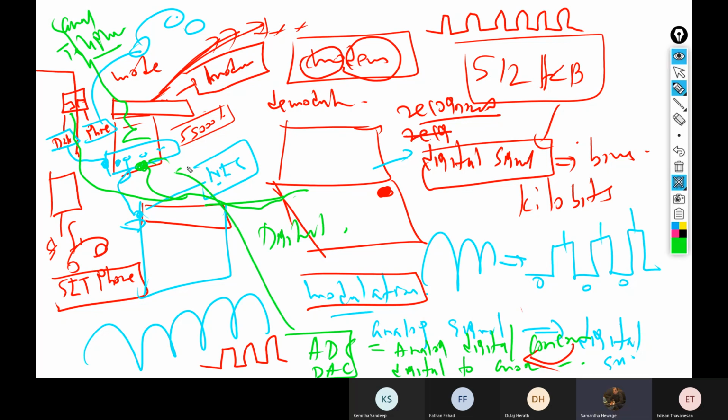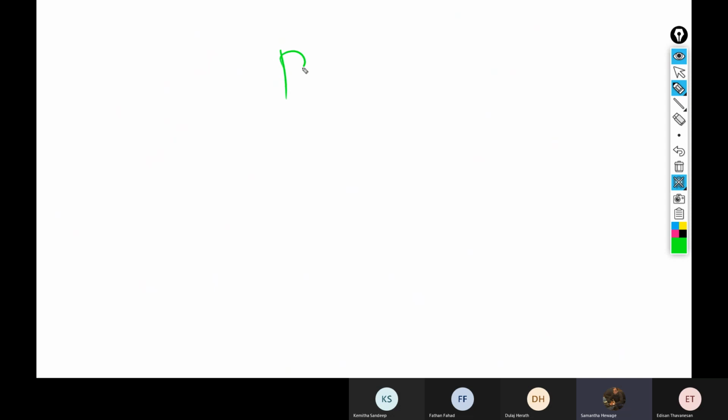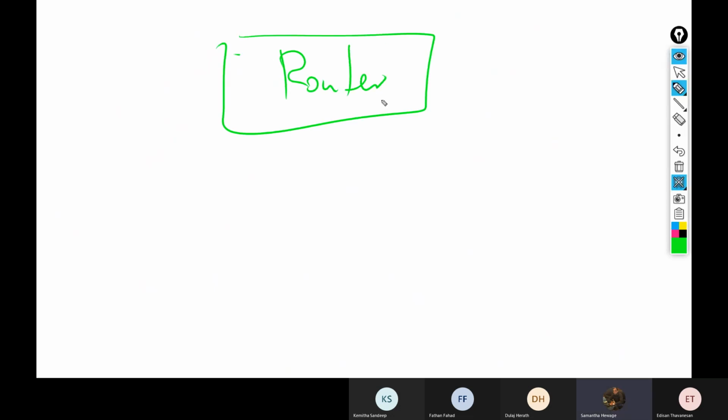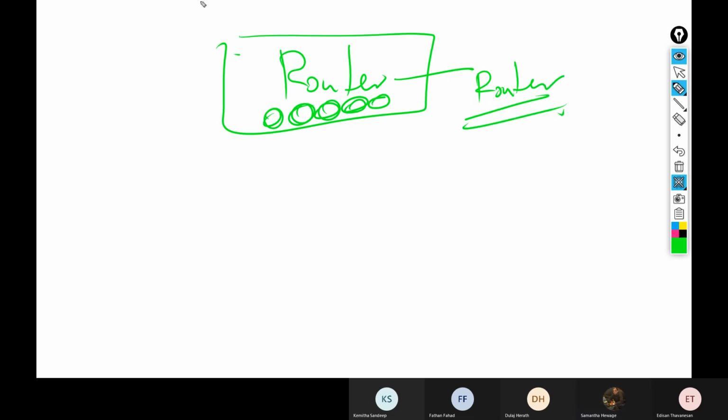But nowadays what will happen? This modem is replaced by the router. Now we have a router. So the modem functions, the built-in functions, are now features of the router. Got it?